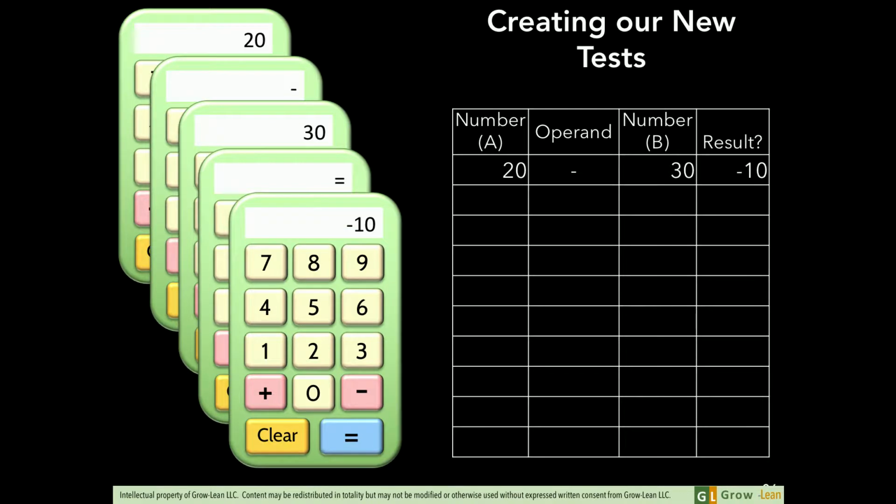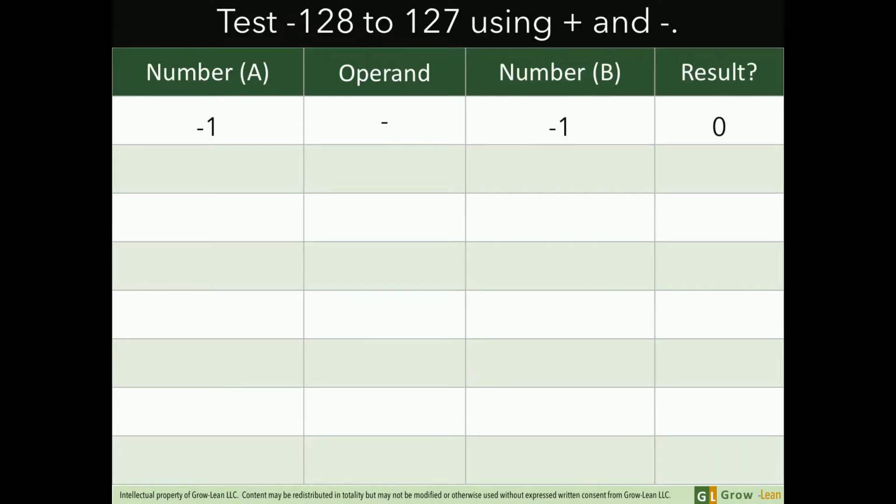All right? So you're going to create some new tests, -128 to +127. Go. Create some tests. -128 to positive 127. So you're going to do -128 plus 256.